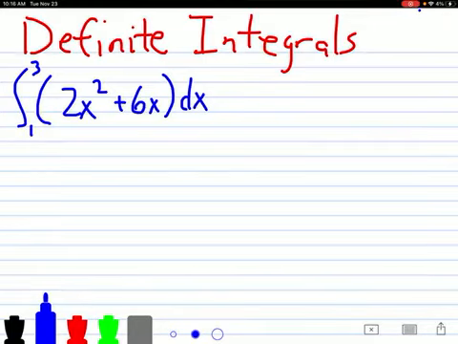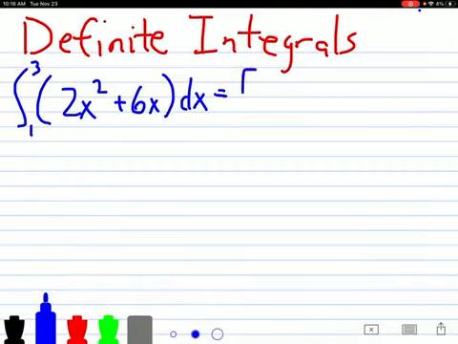Okay, here we want to talk about definite integrals. When we have a definite integral, we do find the antiderivative, but we have to respect the upper and lower limit. So here we have 2x squared plus 6x, but we're evaluating it from 1 to 3. So the first thing we do, we want to find the antiderivative of 2x squared plus 6x.